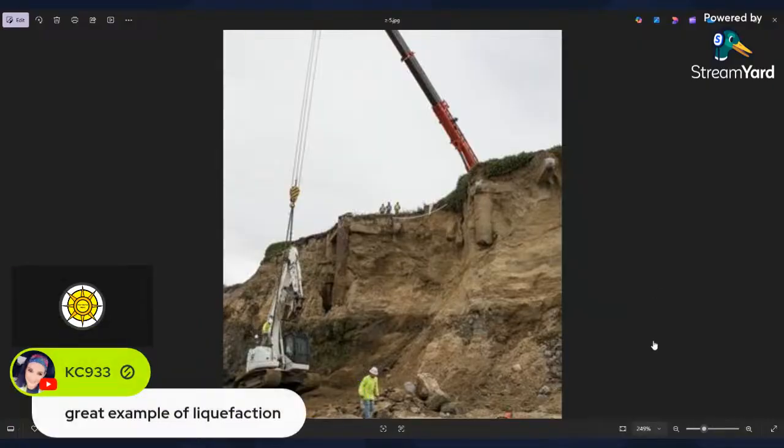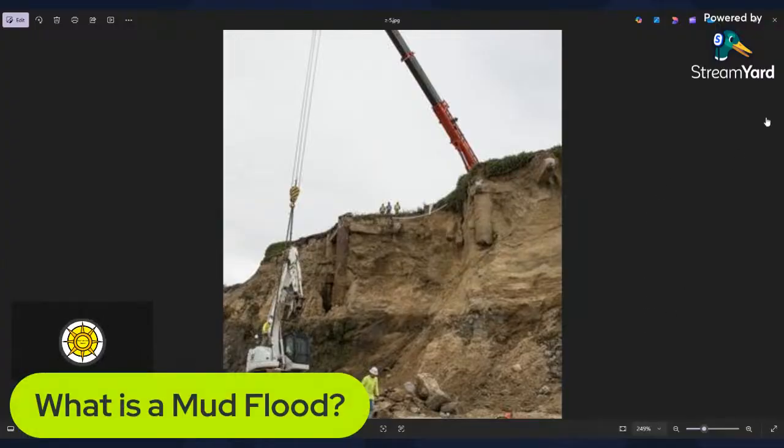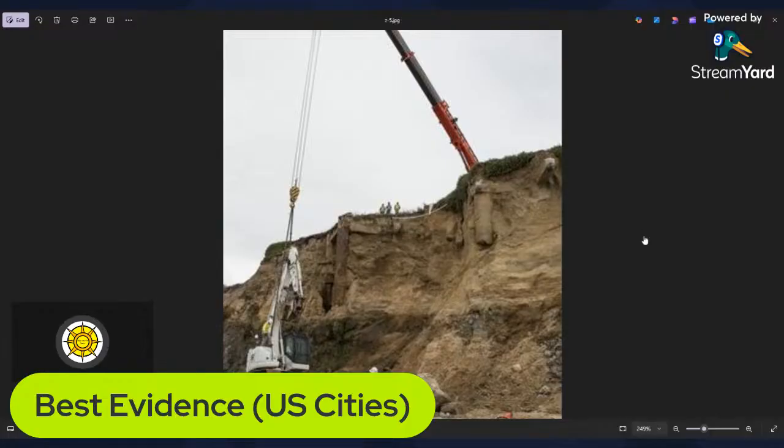Yeah, KC933 says it very well. Great example of liquefaction. And don't worry, we're going to look at some other examples of liquefaction that are actually well documented. So that establishes exactly what the mud flood is. So let's take a look at some evidence that we have of this event that's occurred.